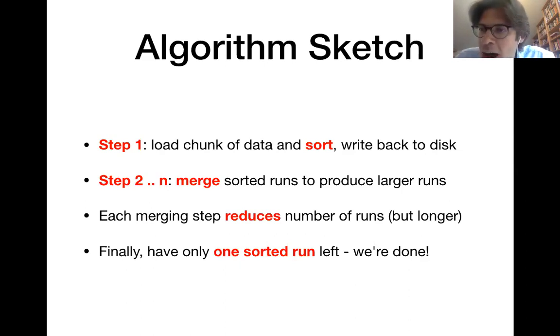Then after this first step, we have multiple sorted chunks of data. We also call those sorted chunks of data runs, sorted runs. In the following steps, we are always merging together multiple of those sorted chunks in order to generate larger sorted chunks. We can only merge a limited number of runs in each step.